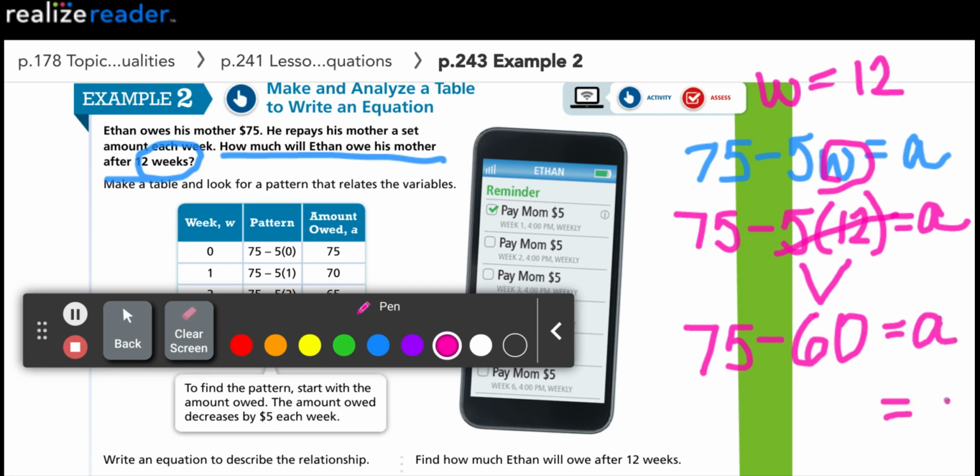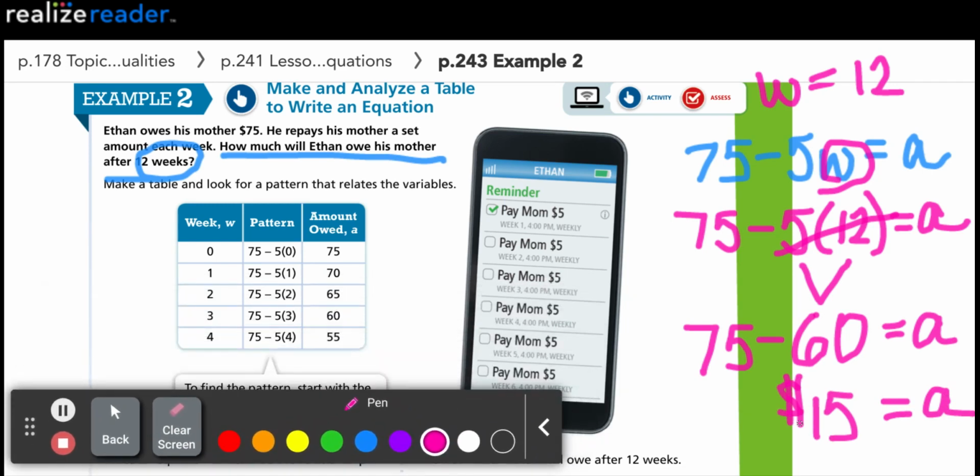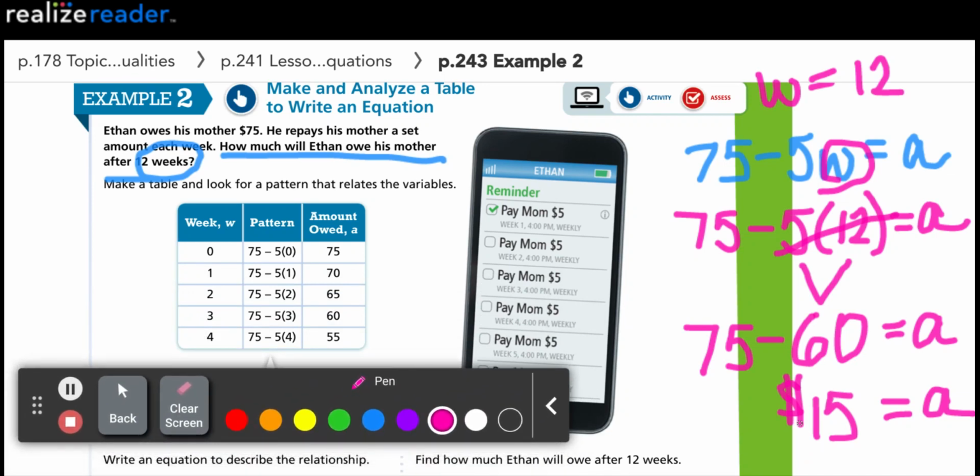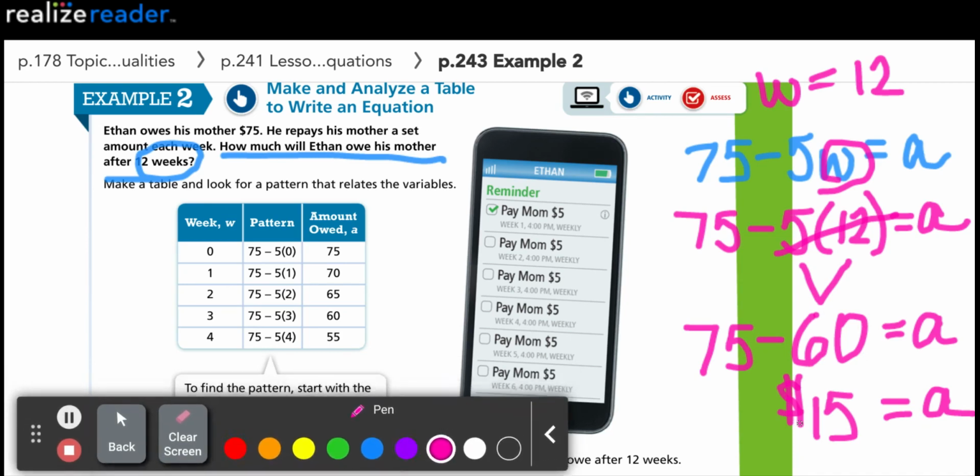So what does A equal? A equals $15. So after 12 weeks, Ethan will still owe his mother 50. Uh-oh, made a mistake. Did you catch my mistake? No, I didn't make a mistake. The chart just doesn't go all the way down to 12 weeks.